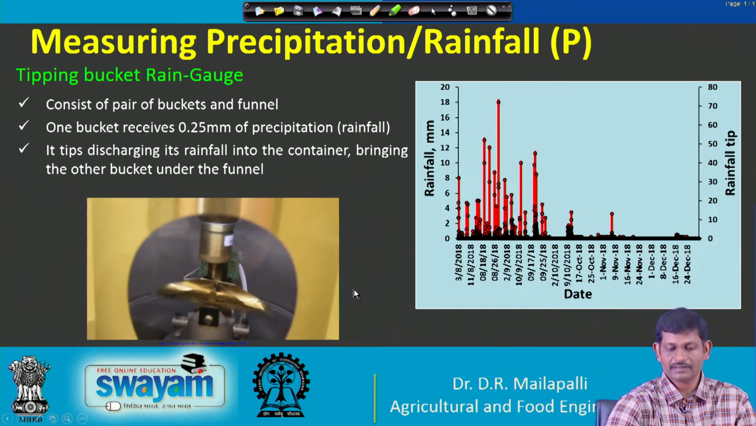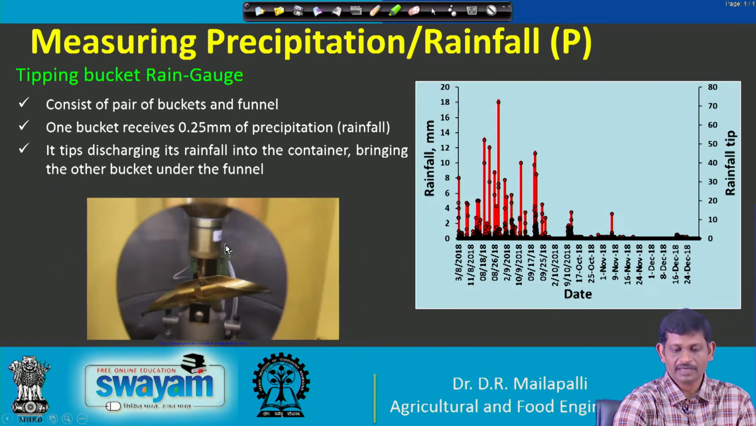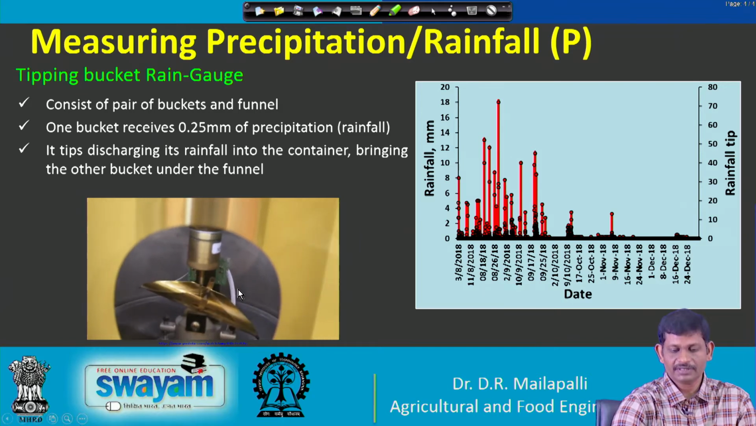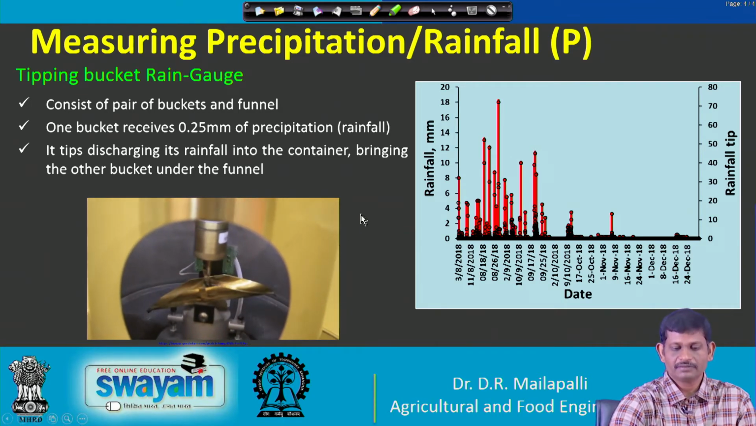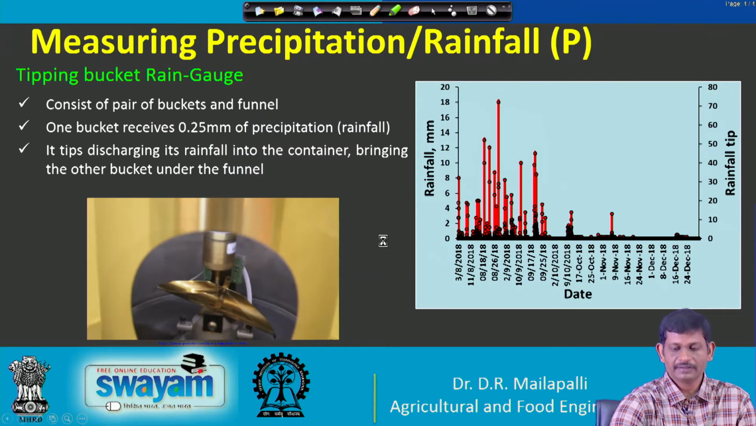Yeah, here you can see clearly in the graphics how a particular bucket is filled and then the other bucket will be emptying. So, this way, when the bucket hits down, there is a tip.